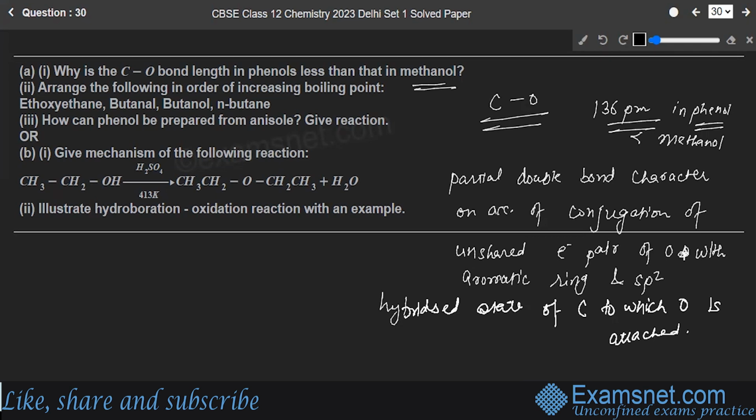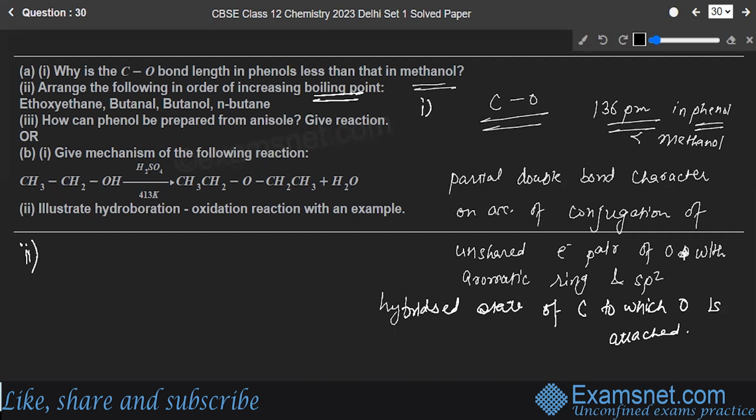Hope you got that. So now let's move to the second part. Arrange the following in order of increasing boiling point. This is a 1 mark question, so you shouldn't go for any explanation. You can directly write down the answer. This is the second part. This was the first part.